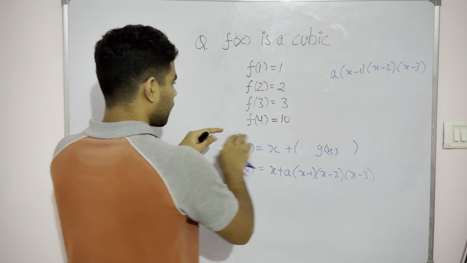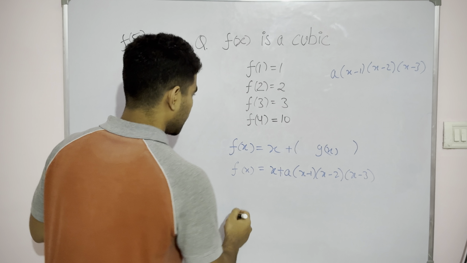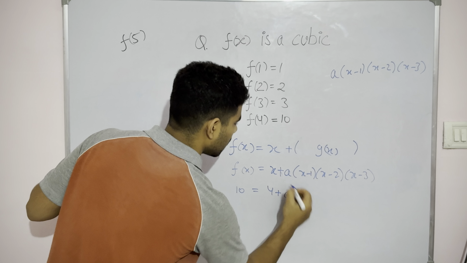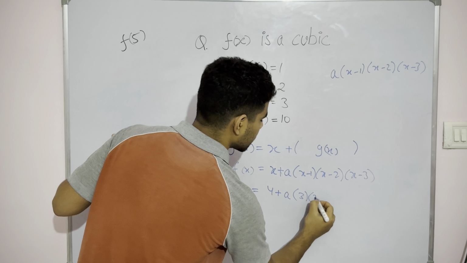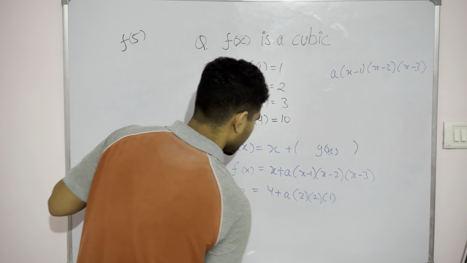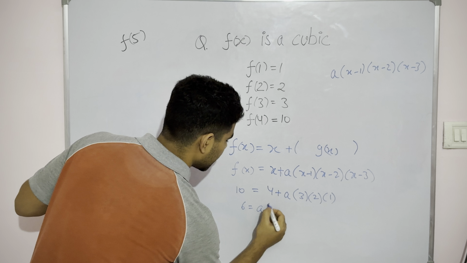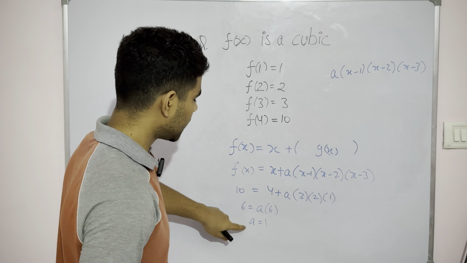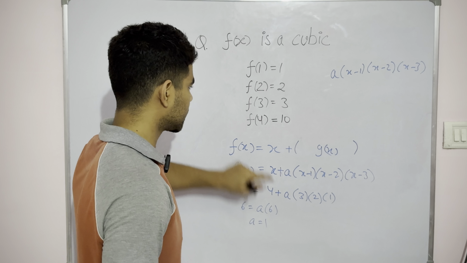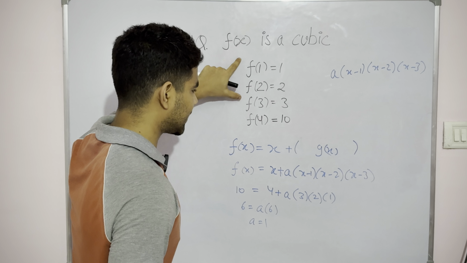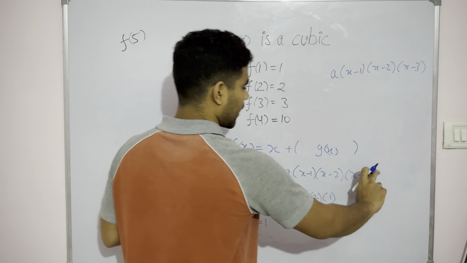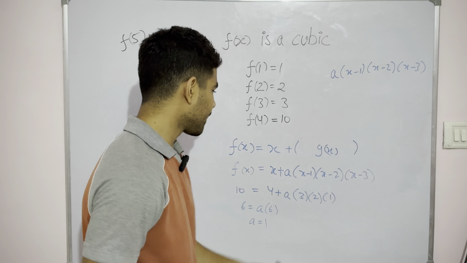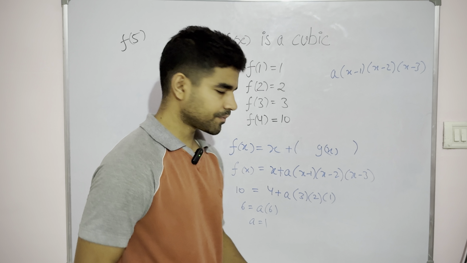Now if you put f(4) equal to 10 in this equation, you will get 10 equal to 4 plus a into (4 minus 1 is 3), (4 minus 2 is 2) and (4 minus 3 is 1). Now it will be 6 is equal to a times 6, so a is equal to 1. Now we got the value of a, which is 1, using the fourth equation, and using all these three equations we found the structure for f(x), which is a cubic polynomial, and it makes sense because it is indeed a cubic with degree x to the power 3.